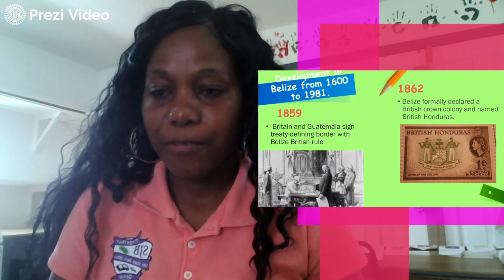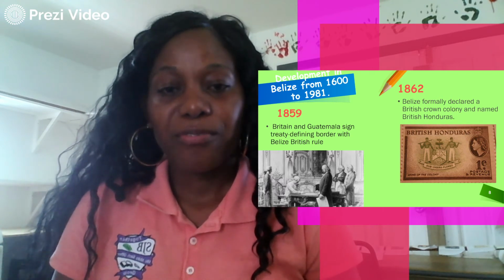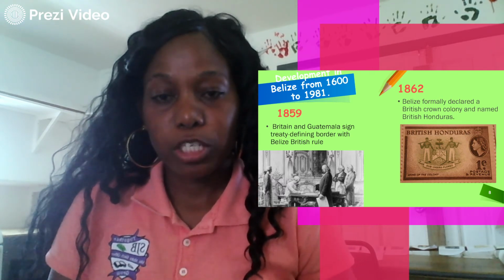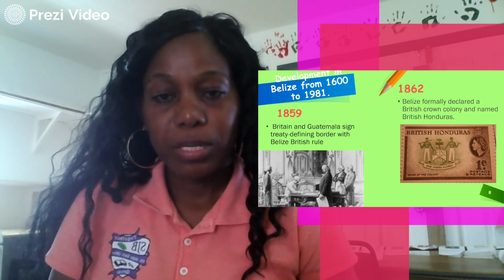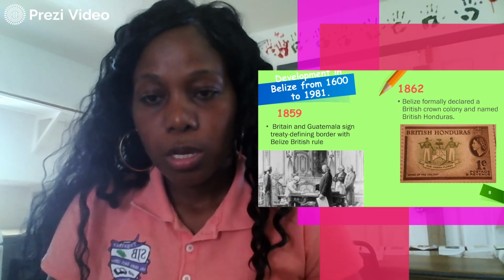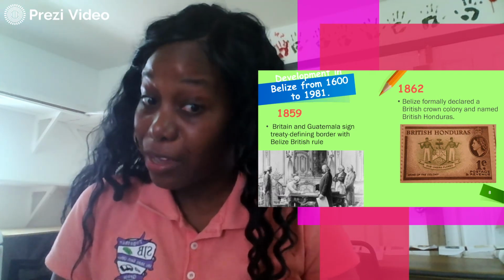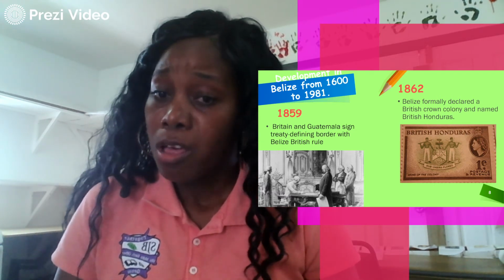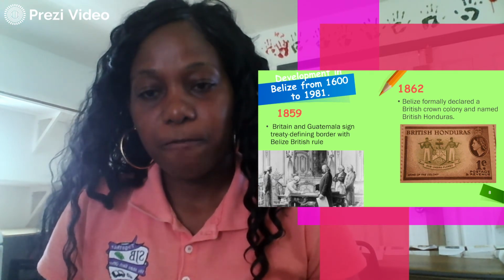In 1859, remember I said earlier, 1859 is a very important and significant date, and can be depressing, because this is when Britain and Guatemala signed a treaty defining borders with Belize under British rule. So this was the start of the Guatemalan claim to Belize, the Guatemalan dispute. We have talked about this a lot, especially in prior classes in Standard 5. Remember, we did this in Standard 5 as well. So you should have a very good understanding of what happened in 1859.